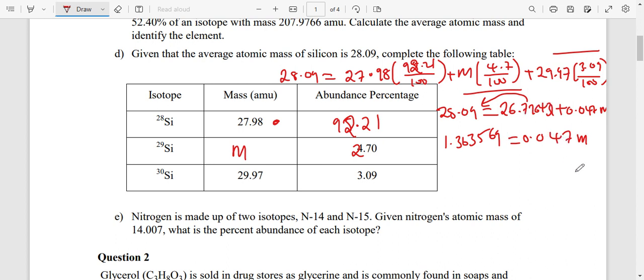So when we want to remain with now the m, divide both sides by 0.047. Therefore the mass is going to be 29.012. This one is in atomic mass unit. So this is going to be the value which is missing there. We are good there, right? Yes. Okay.